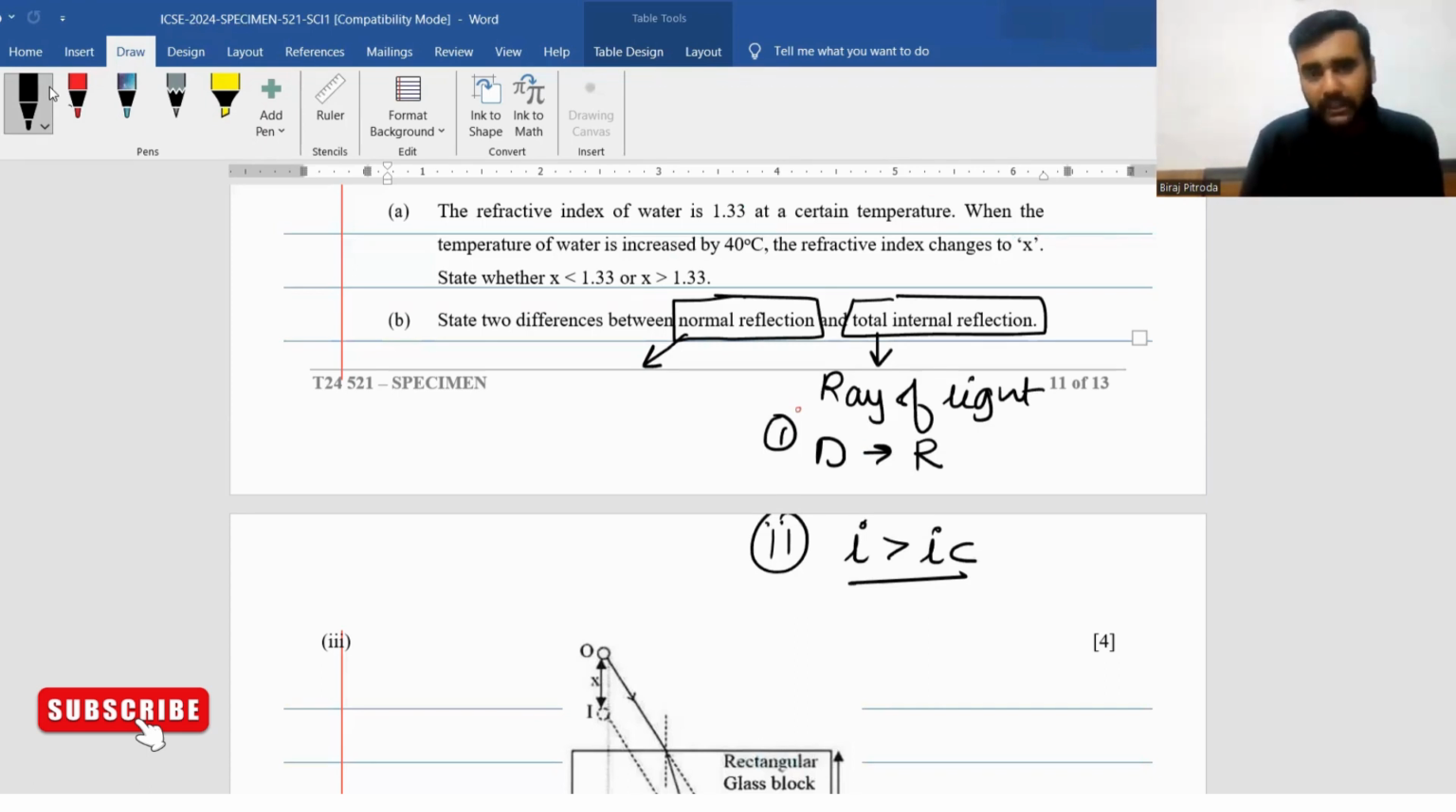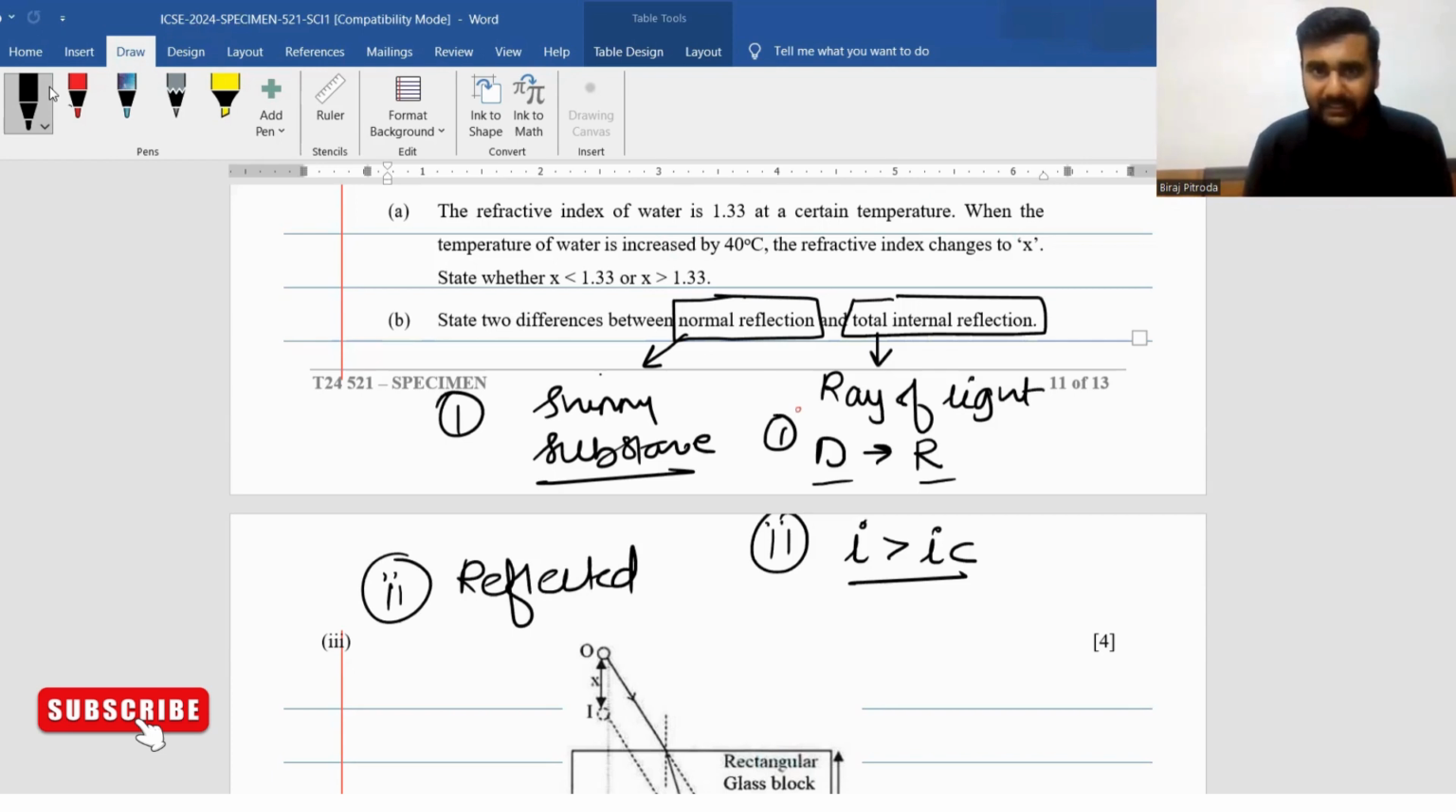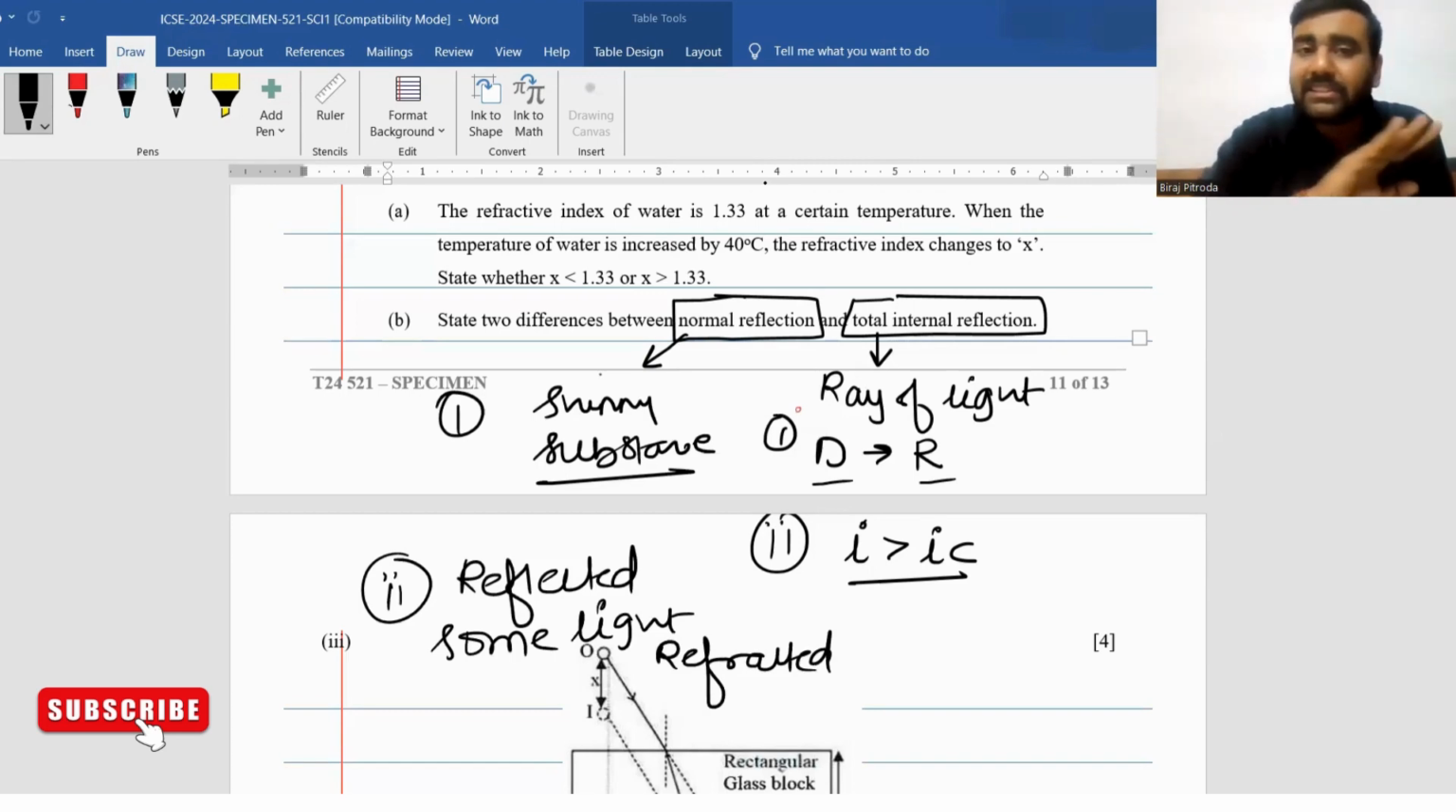In reflection, point 1, you need a shiny substance for reflection to be possible. And here the ray of light should travel from denser to rarer and its angle should be greater than critical angle. Students, in reflection, you know what happens? In reflection, a part of light is reflected and some part of light is also refracted, students. Here, in normal reflection, there is never 100% reflection. Some rays are again going to enter back into the same medium, right?